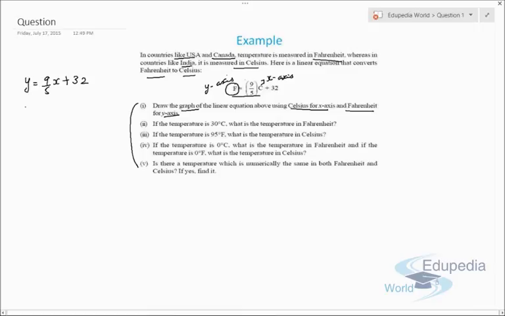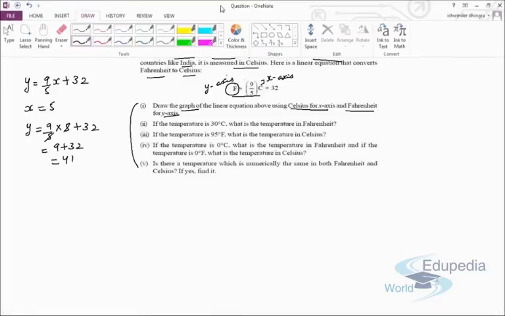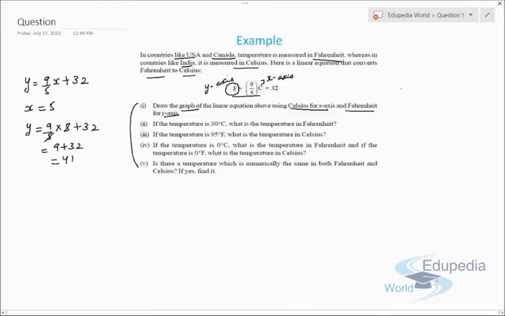Now suppose let's take x as 5. We get y as 9 by 5 into 5 plus 32. So this and this will get cancelled. So we get 9 plus 32, which is 41. So again we'll draw the box. So we can draw a box over here. We have values of x and y. So first value of x is 5 and y is 41.